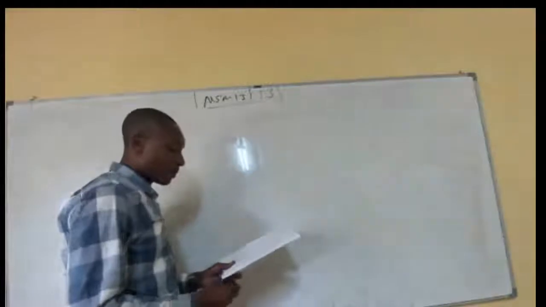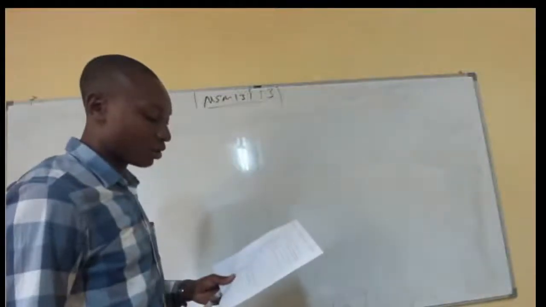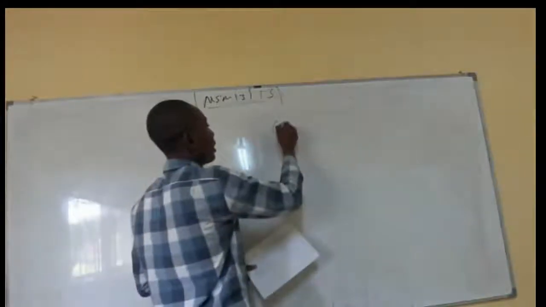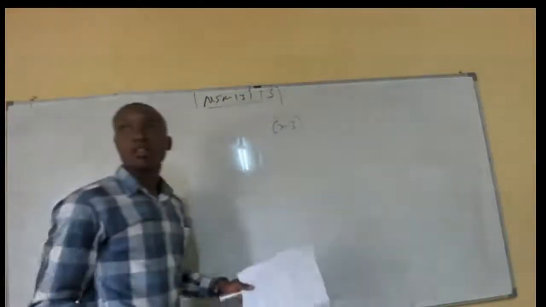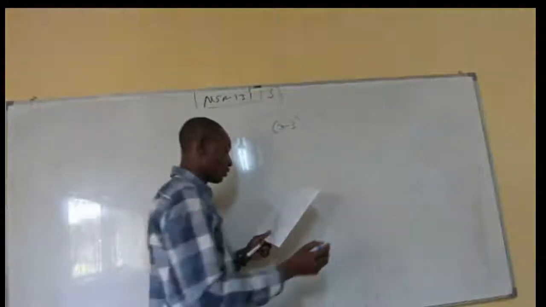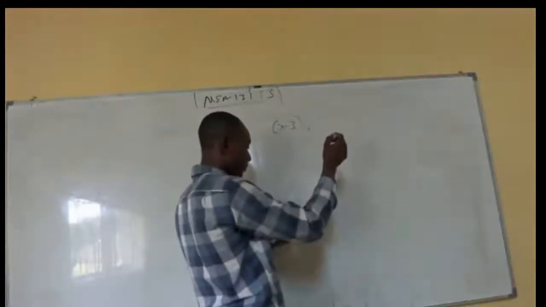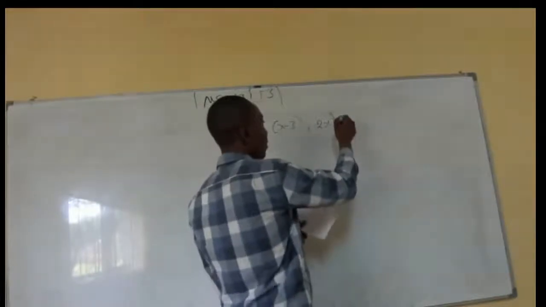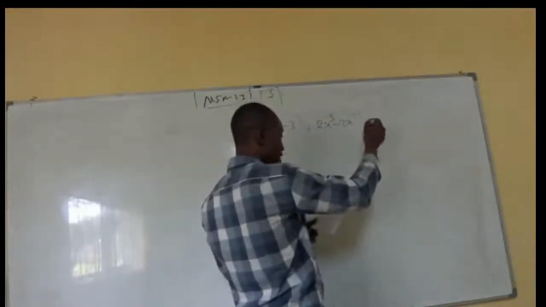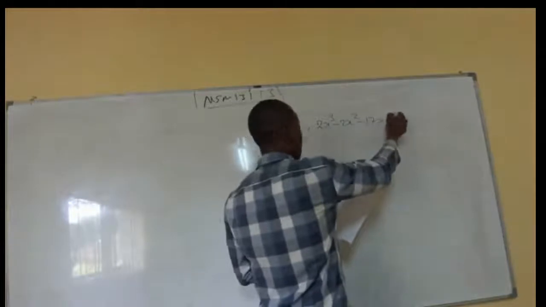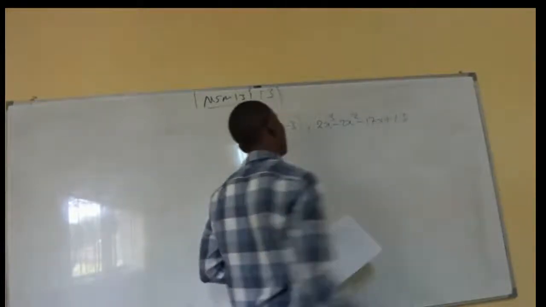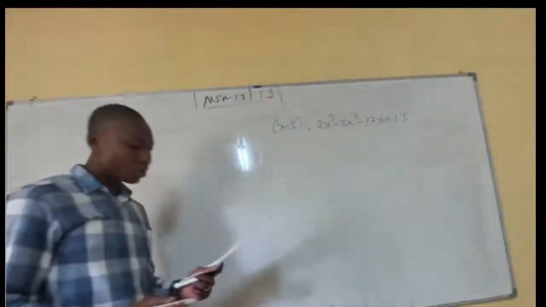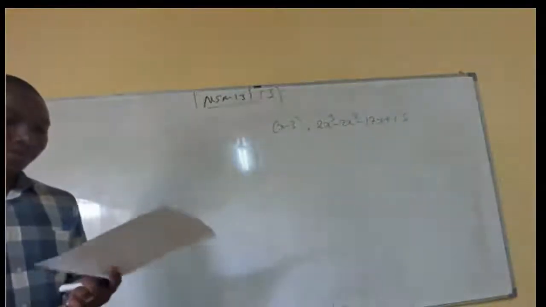Show that x minus 3 is a factor of 2x to the power 3 minus 2x squared minus 17x plus 15. So we've been told to show that x minus 3 is a factor. So we need to show that that is actually a factor. All right, so how do you show that this is a factor?